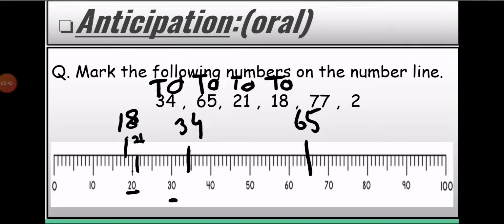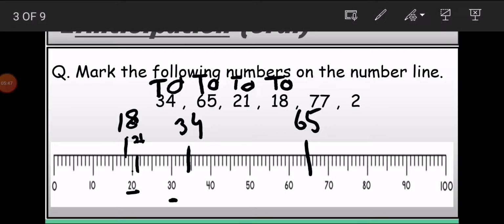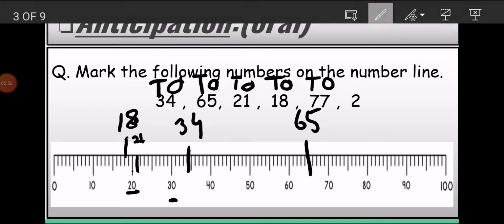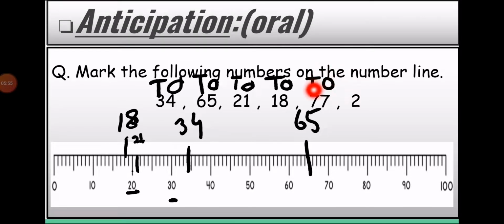Done? Now the next number is 77. Again I am going to put the place value first. Right side digit is 7, it is ones. The next digit is again 7, it is tens. Now in 77, 7 are ones, 7 are tens.